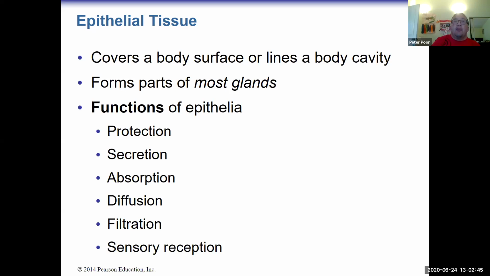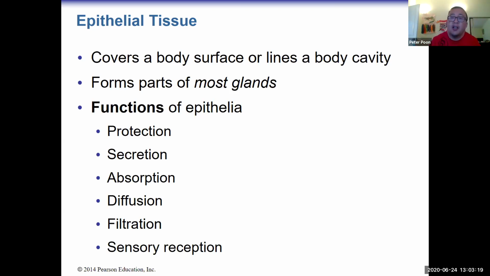Epithelial tissue, by definition, interacts with the outside world. So any type of organ will have epithelial tissue on the surface, on the innermost surface and on the outermost surface. The epithelial tissue will cover body surfaces or line the body cavity. It will form parts of most glands, and I'll explain that in a little bit.